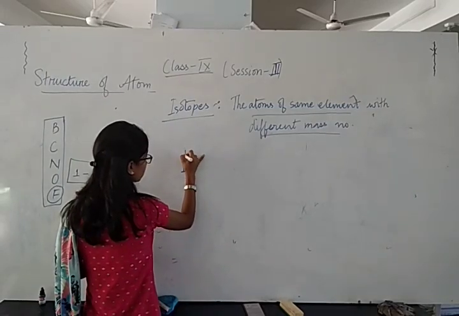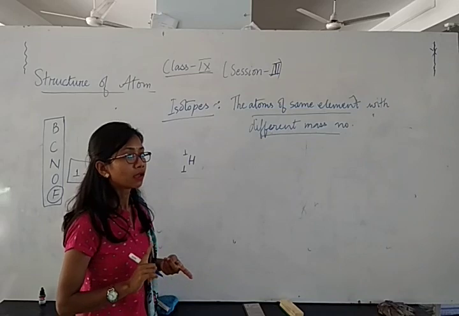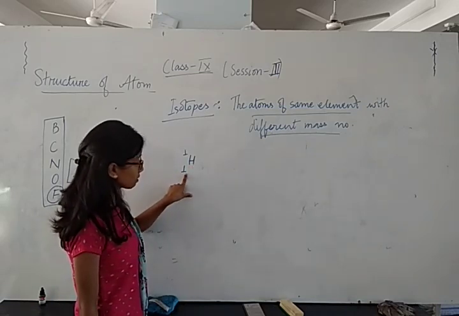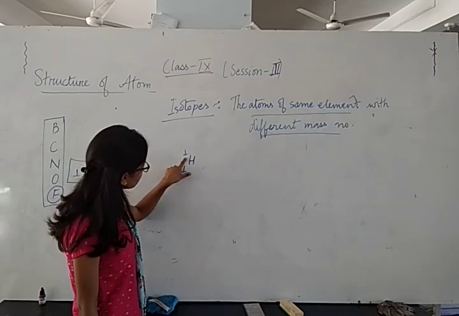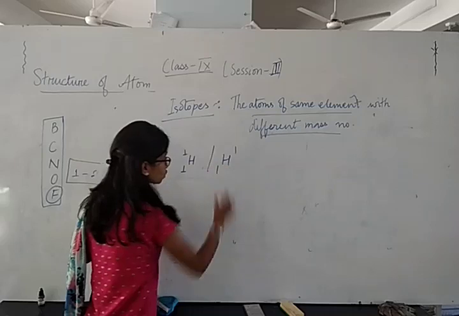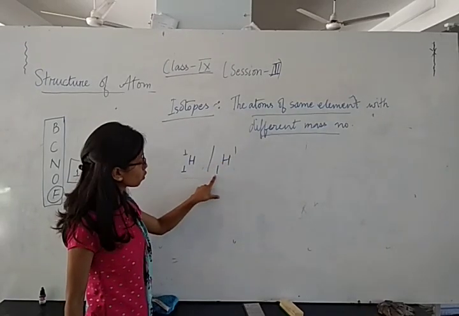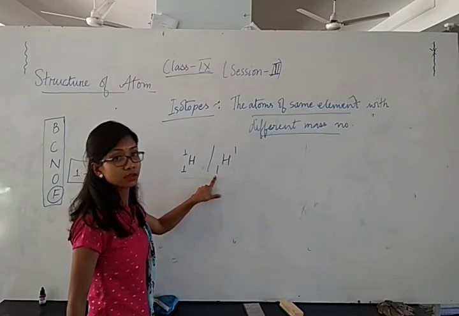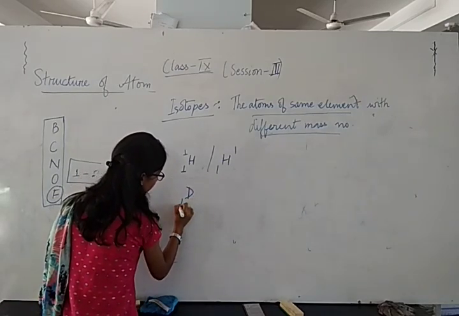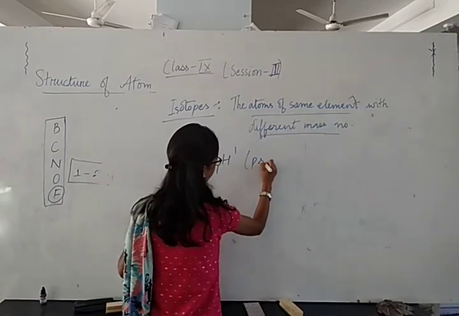Now see how you have to symbolically represent an atom. You have to write the symbol, and the mass number and atomic number will come here. In the upper portion you write the mass number, and in the lower portion you write the atomic number, like 1H1. The isotopes of hydrogen: one is hydrogen-1, which is known as protium.